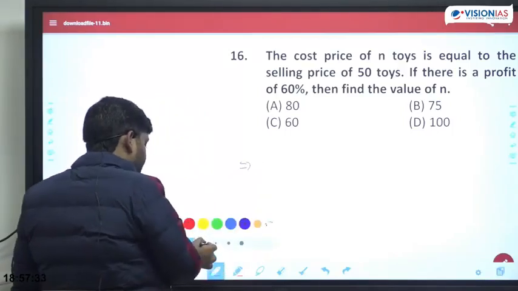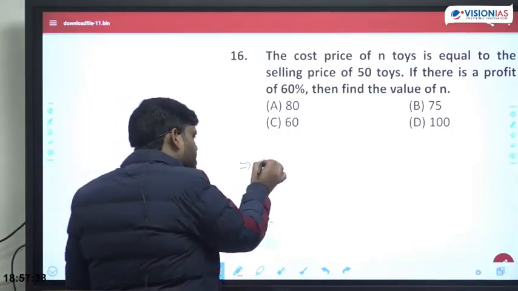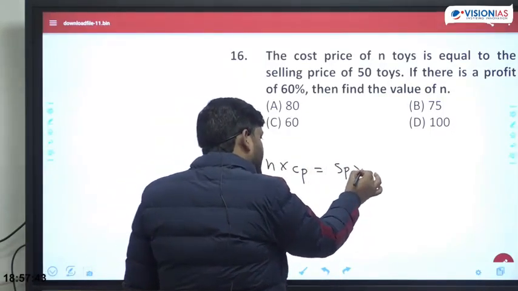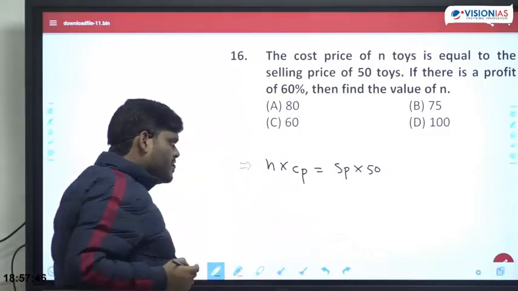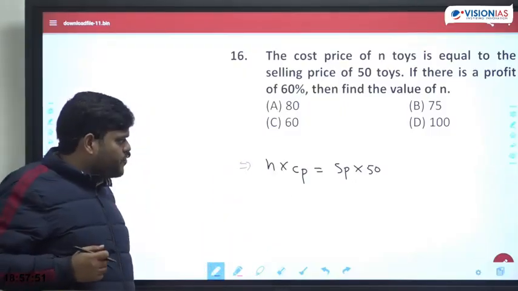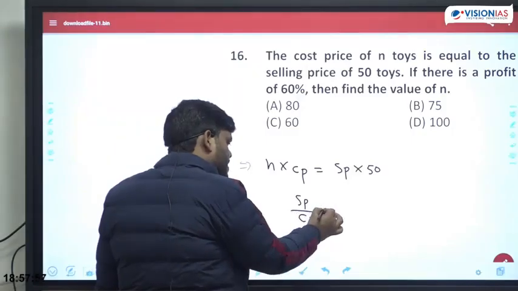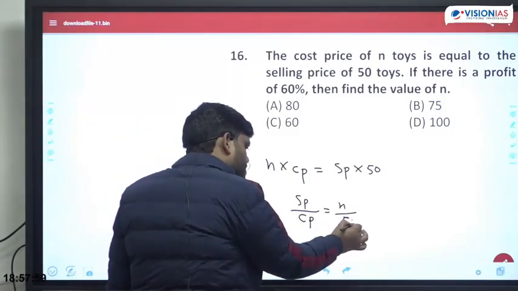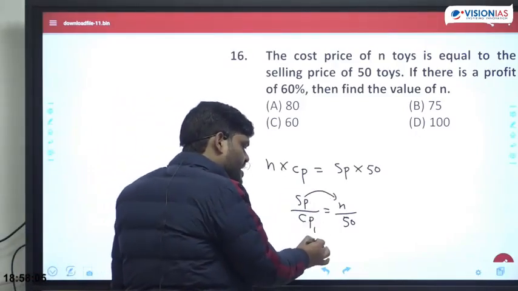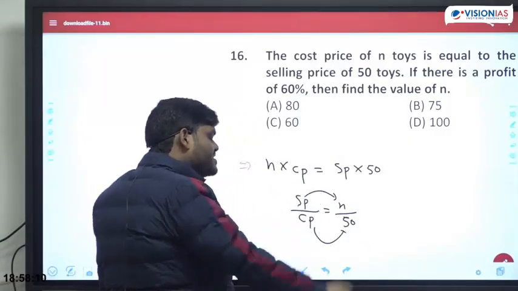The question says the cost price of n toys is equal to the selling price of 50 toys. This is how we have done this question. If you remember the class, I have taken this type of question. So from here we can say that SP upon CP is equal to N upon 50. Then we can assume that SP is equal to N and CP is equal to 50.